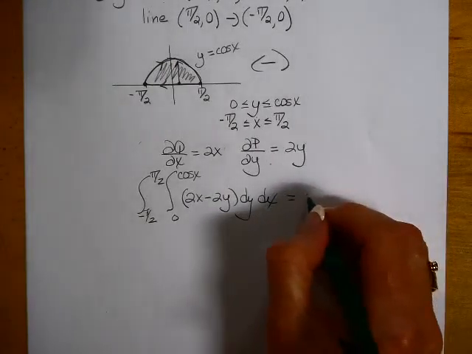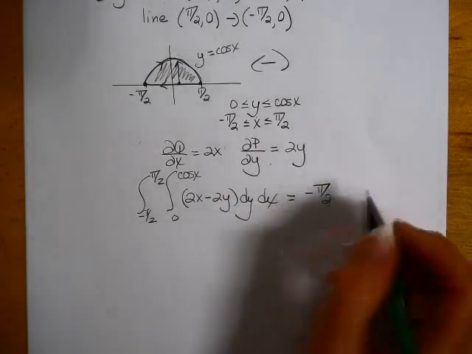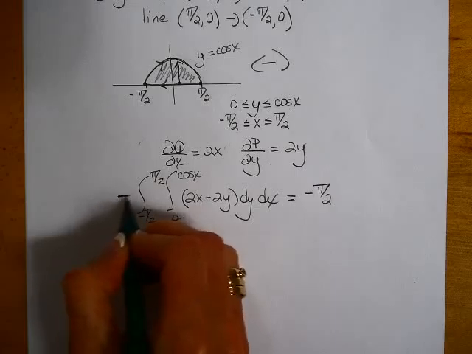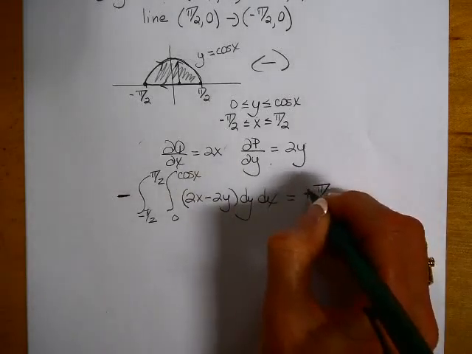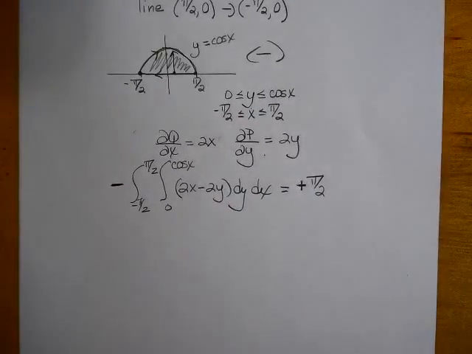Okay, when I evaluate this, I got negative pi over 2, but I need the opposite orientation, so that makes it plus pi over 2, because it was in a negative direction instead of a positive direction. Okay, that is Green's theorem.